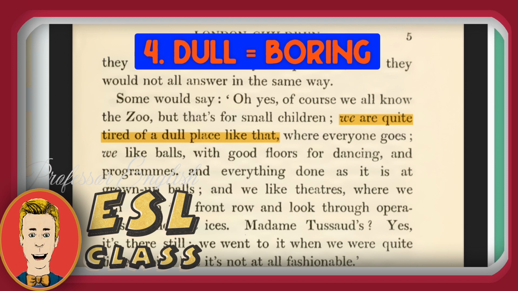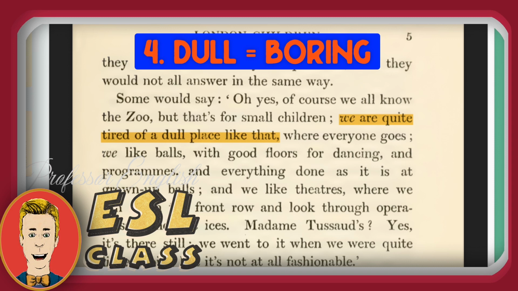Let's say exciting place, no. Boring place, yes. So two sentences. Exciting place, no. Boring place, yes. No, the zoo isn't an exciting place for older children. It's a boring place for older children.